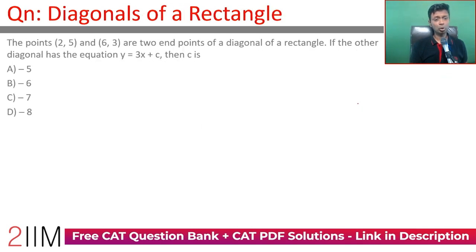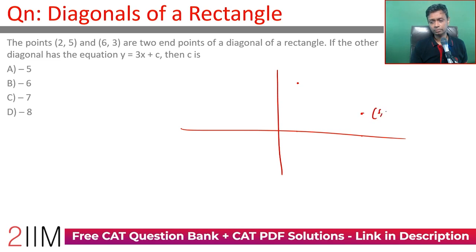The points 2, 5 and 6, 3 are 2 end points of the diagonal of a rectangle. So 2, 5 and 6, 3. If the other diagonal has the equation y equals 3x plus c, some equation like this, this is the other diagonal. Then what is the value of c?